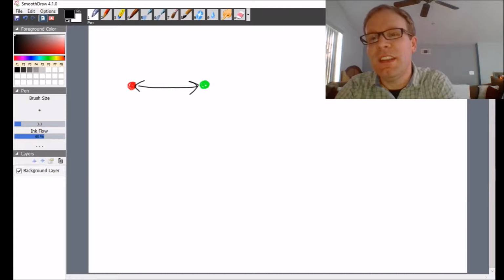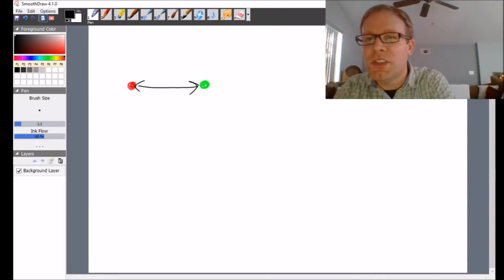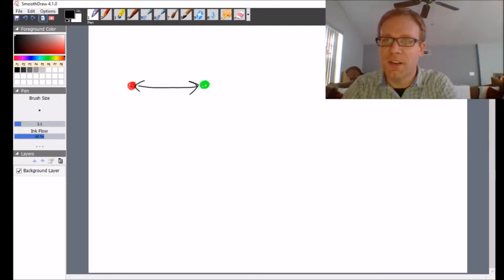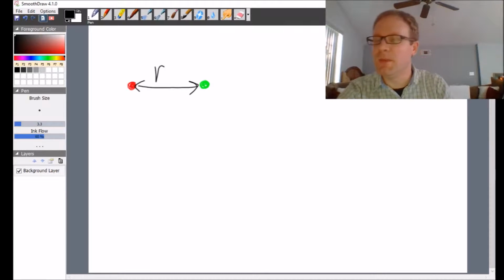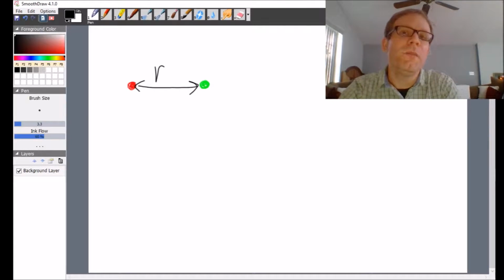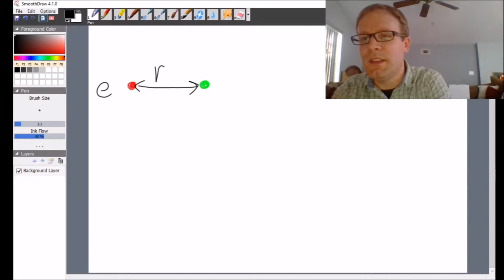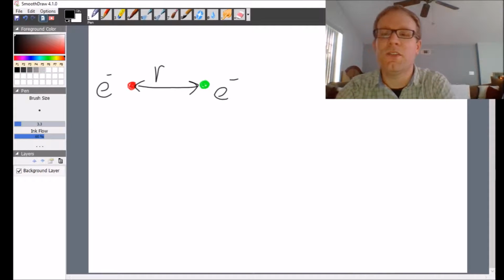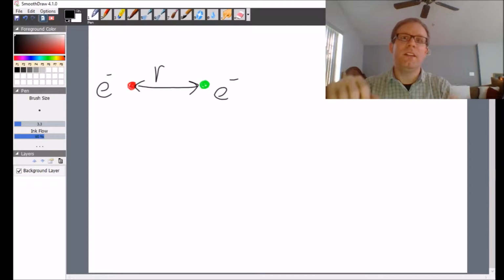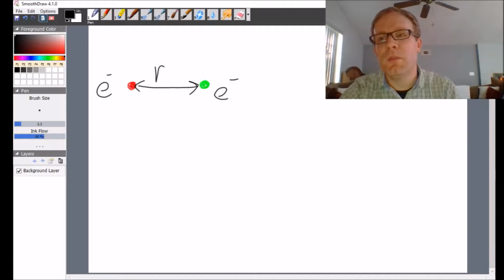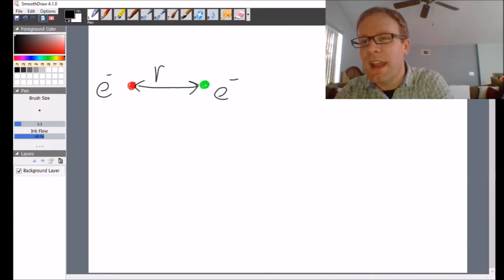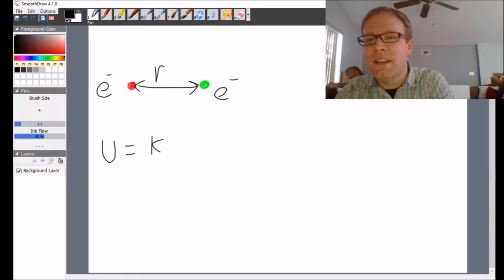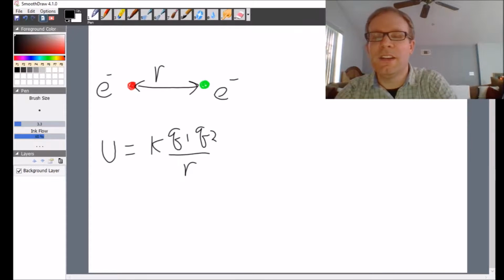So we'd be interested in the distance between them, which we might call r. That's not a very good r. There we go. That's a little bit better handwriting. And what you'd be interested in if these were electrons is that electrons carry this negative charge, so they are going to tend to repel each other. And so that repulsive force means that they're going to experience a potential energy that's equal to a constant times each of their charges, Q1, Q2, divided by their distance.